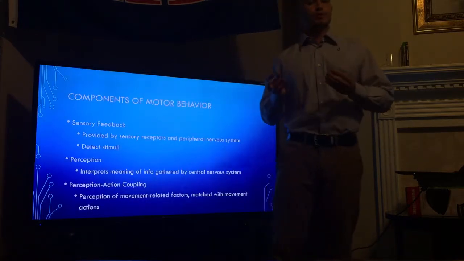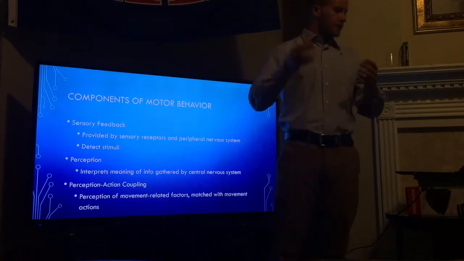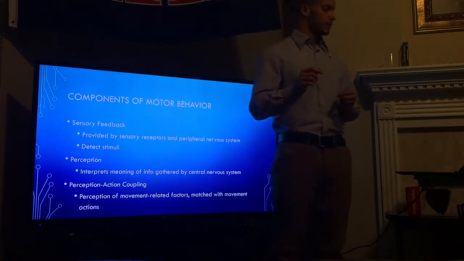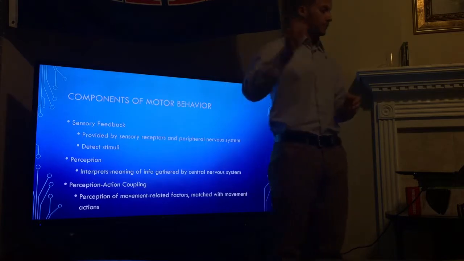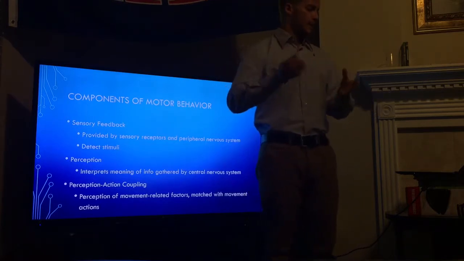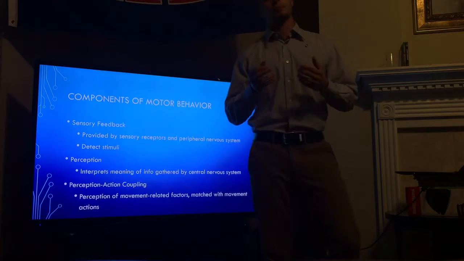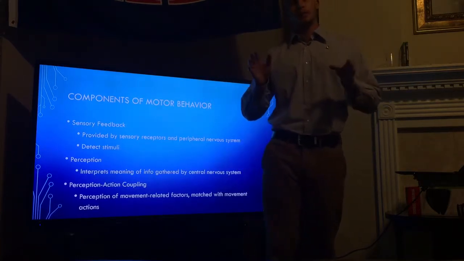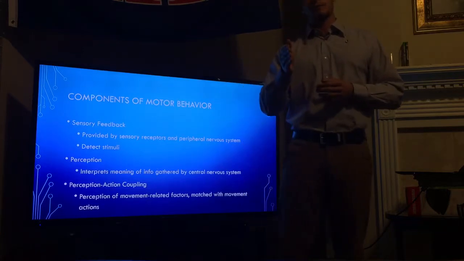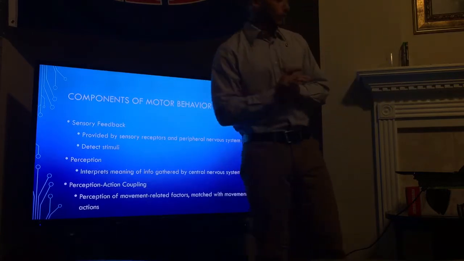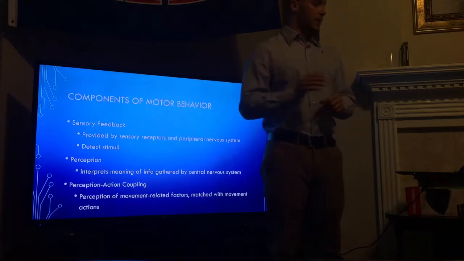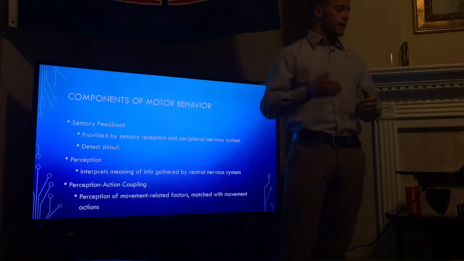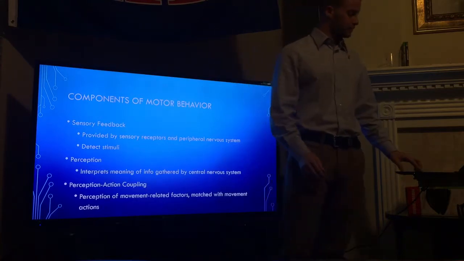So, some of the components of motor behavior. Sensory feedback is very, very important, and that comes from the peripheral nervous system within the sensory receptors. They detect stimuli and send it back. Perception is the interpretation that comes back within the CNS from those sensory endings. Perception can be different for everyone. How you perceive pain and how I perceive pain, totally different. Perception-action coupling is essentially the perception of the movements at hand matched with the movement actions.